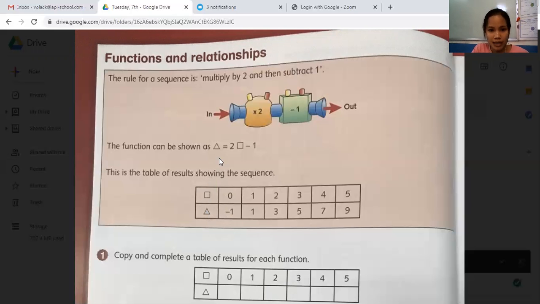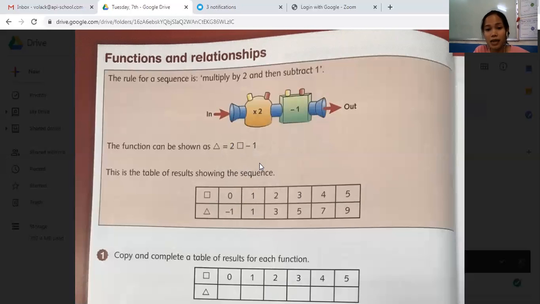So in order to get the sequence of the triangle, the rule, or the formula, is 2 times the number in the square box, and then minus 1. You can test this. If I replace the square with 0, I take 2 times 0 is 0, and 0 minus 1 is negative 1. And if I put 1 here, 2 times 1 is 2, 2 minus 1 is 1.